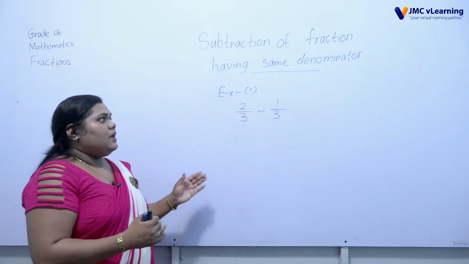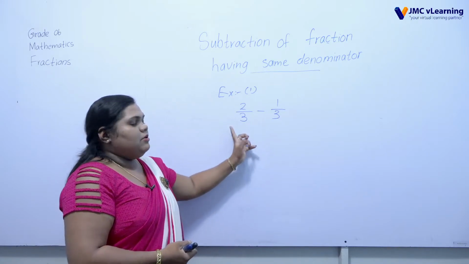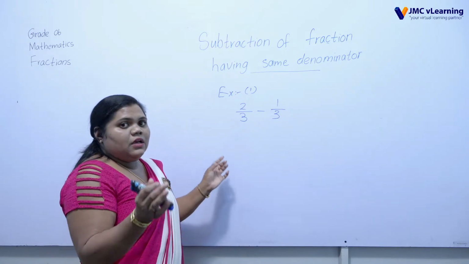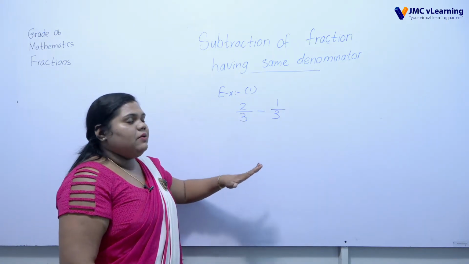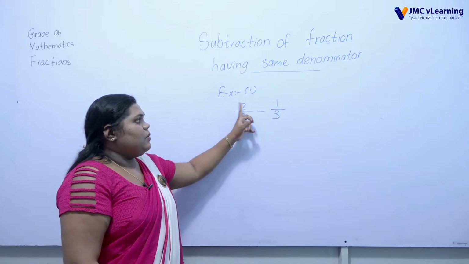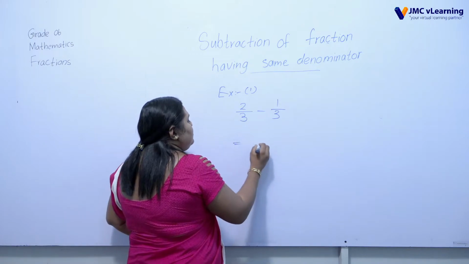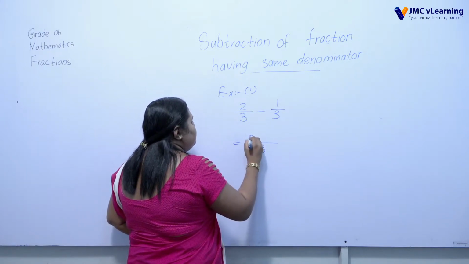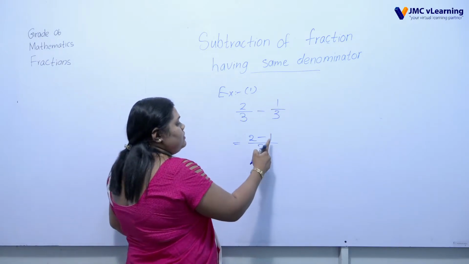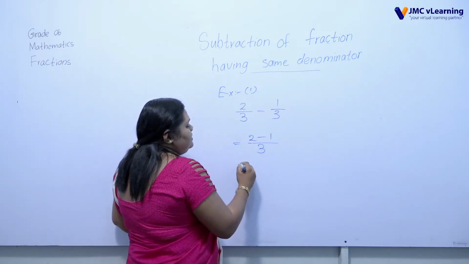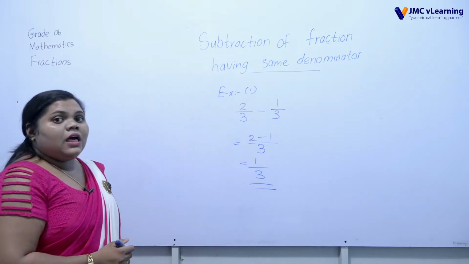Now when we were adding them, what did we do? It means if the denominators are the same, we can add the numerators together. Likewise, when we subtract also, if there are the same denominators, we can subtract the numerators. It means you have to put the denominator and you want to subtract the numerators. It means you want to subtract 1 from 2. What is the answer then? 1. The answer is 1 out of 3 or 1/3.